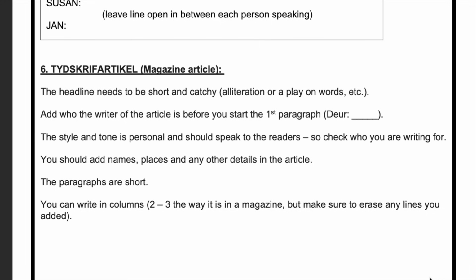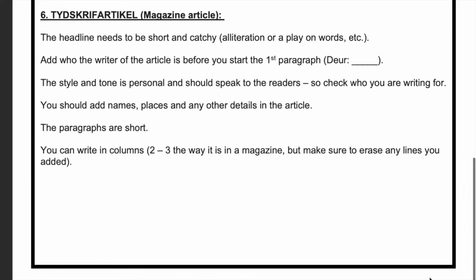The style and tone is personal and should speak to the readers. So check who you are writing for. If you're writing for a teenage magazine, you obviously have to cater your language to a teenage perspective. You should add names, places, or any other details in the article. The paragraphs are short, okay? And then you can write in columns, 2 to 3, the way it is in a magazine, but make sure to erase the lines after you've added them.